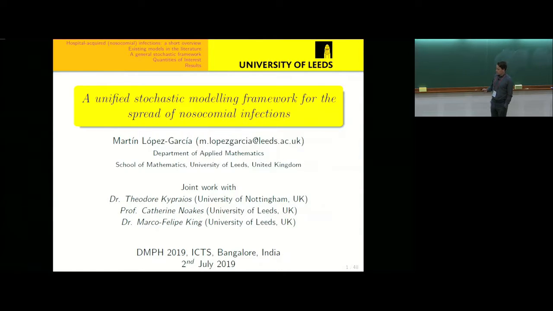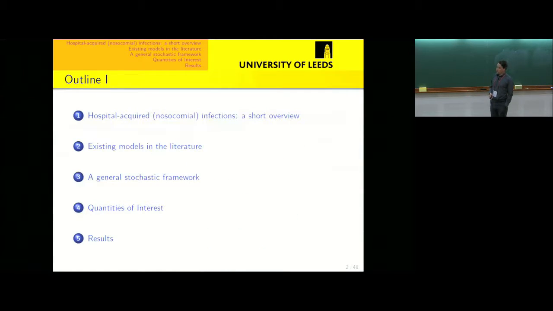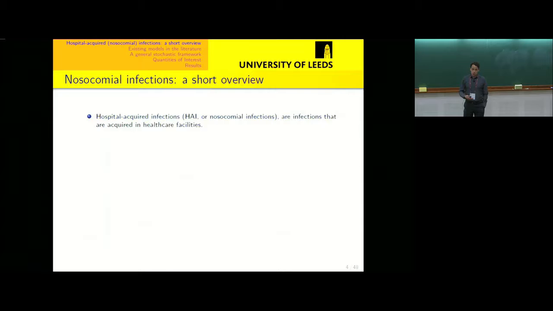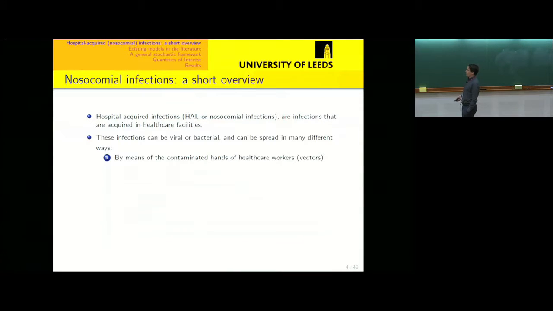So let me give you a short overview of hospital-acquired infections, or they are also called nosocomial infections. Hospital-acquired infections are infections that you usually get in hospital facilities or in healthcare facilities. It is a very broad definition, so people use this both for viral and bacterial infections, and because it's a very broad definition, you have different ways in which hospital-acquired infections can be spread across individuals in a healthcare facility.